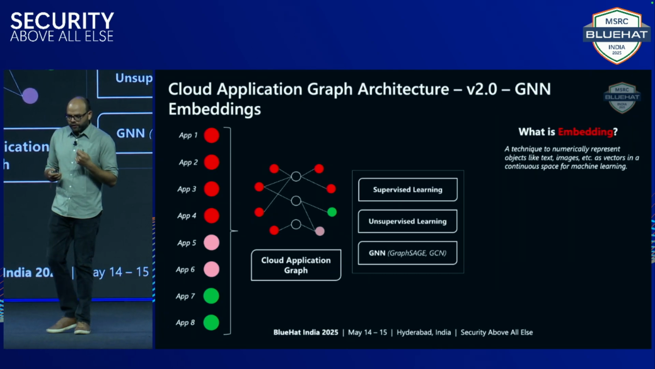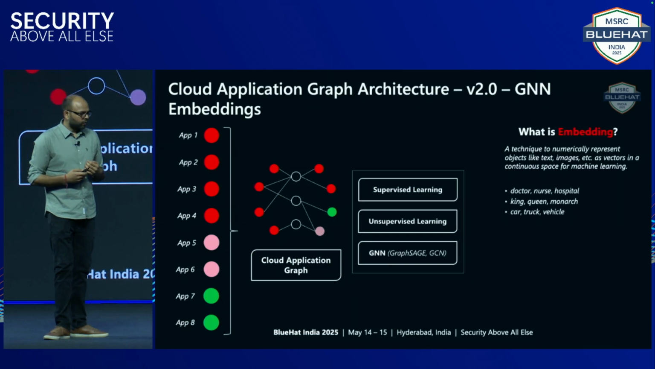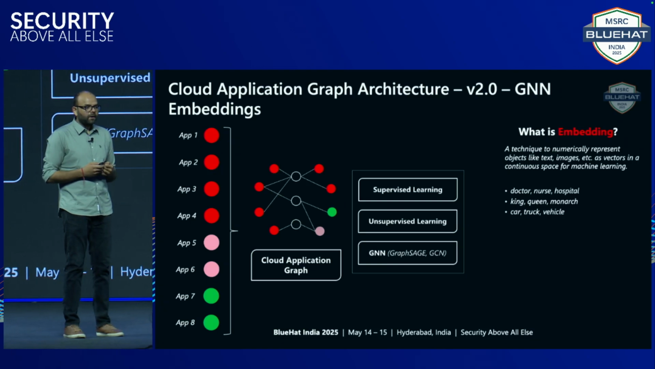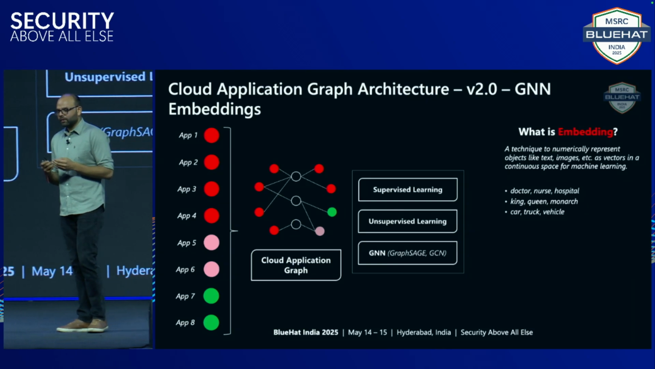So let's see intuitively what embeddings are. Let's take a look at these words. So you have doctor, nurse, hospital. You have car, truck, vehicle. Now you know that semantically these words are similar, and they appear in similar contexts.